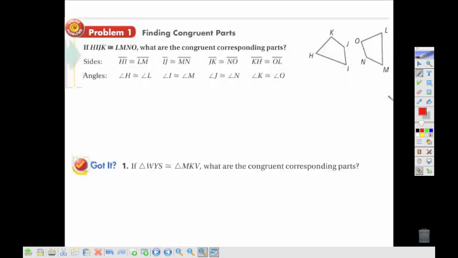So if we want to find congruent parts, they might give us a name like this, and even though they've given us a picture over here, we don't even need to look at the picture because the name is enough to tell us what matches. If we look at HI, it's going to go with LM because they're in the same position. If we look at IJ, the two middle letters are going to go with MN. The two last letters, JK, go with NO, and so on. The last and first letters, KH, go with OL. And in the same way, the angles are going to match up. H to L, I to M, J to N, K to O.